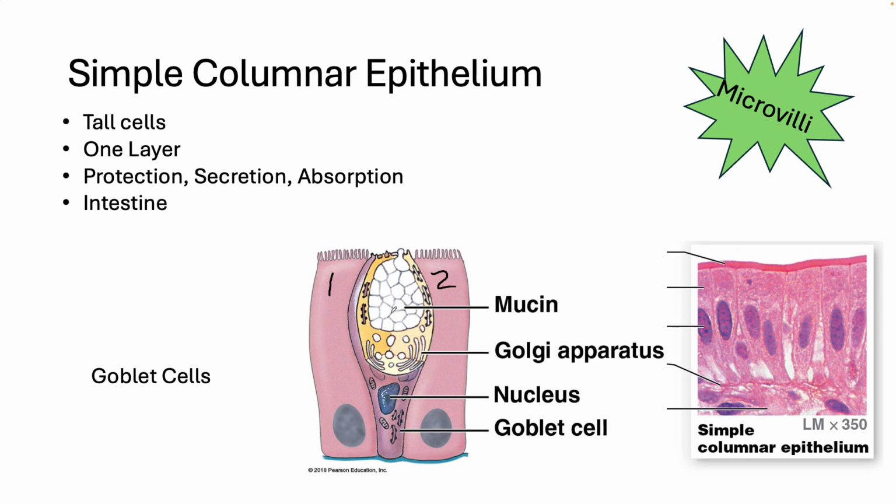And this makes sense that you would find it in the intestine because it provides lubrication for digested food to move through the digestive tract. And it helps protect the intestinal walls from stomach acid and other enzymes that are breaking down the food. So this guy is going to secrete out mucus.